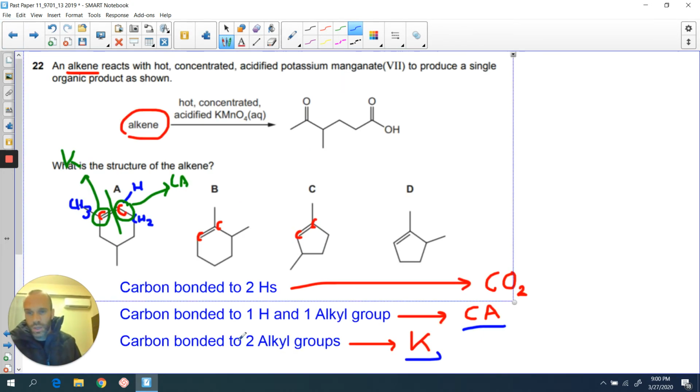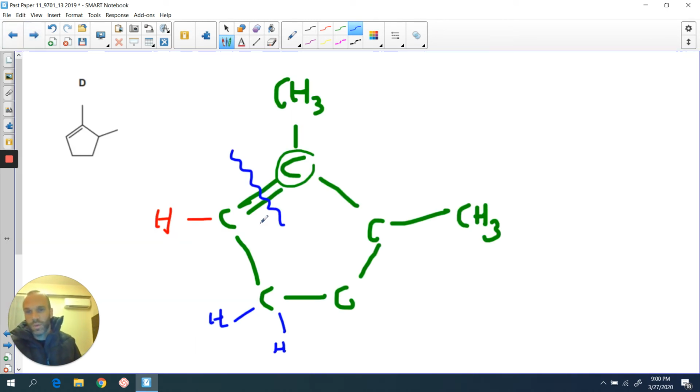Well, let's just check. 1 hydrogen, 1 alkyl group, then we're going to form a carboxylic acid, okay? So this side is going to form a carboxylic acid. This carbon here in the double bond is bonded to 2 alkyl groups, okay? It's got 1 alkyl group here, and it's got 1 alkyl group effectively here, okay? Right, and we're also missing a bond here, aren't we? So we can whack that in there. We've got hydrogen missing.